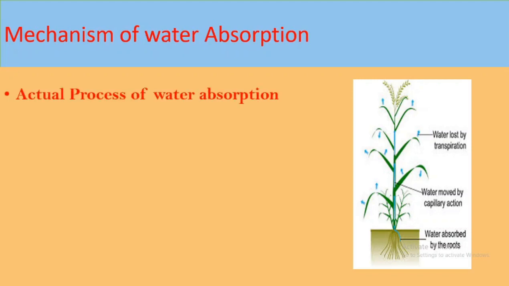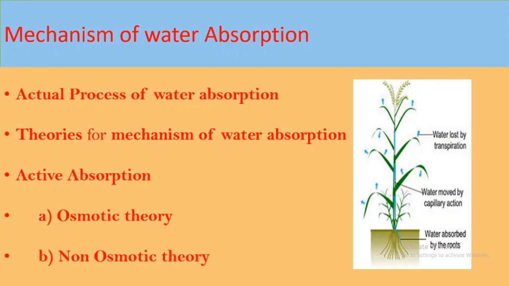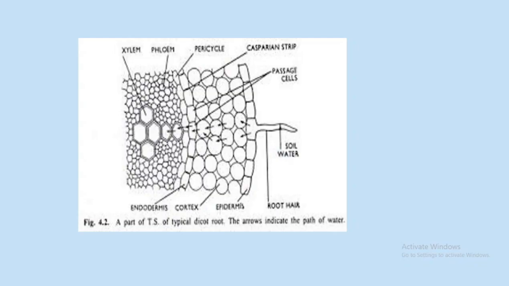So the actual process of water absorption we see in this point. Also we see the theories for the mechanism of water absorption. We are going to see two theories, active absorption and passive absorption. In active absorption there are two subpoints, the osmotic theory and the non-osmotic theory, and then the passive absorption.